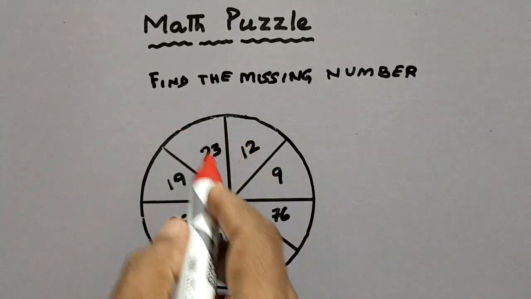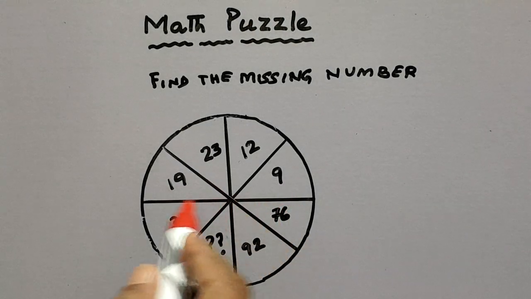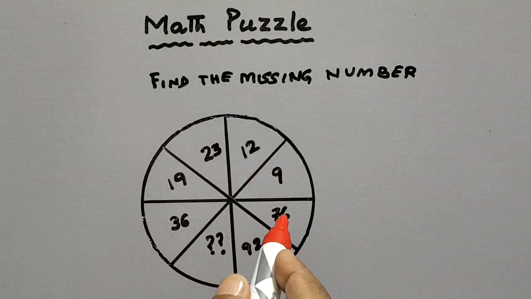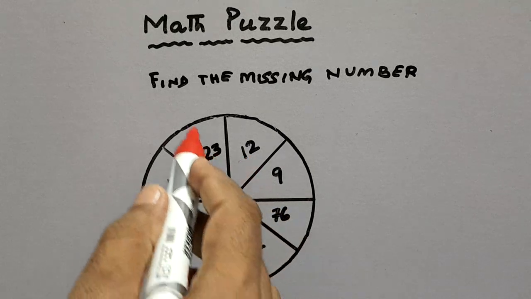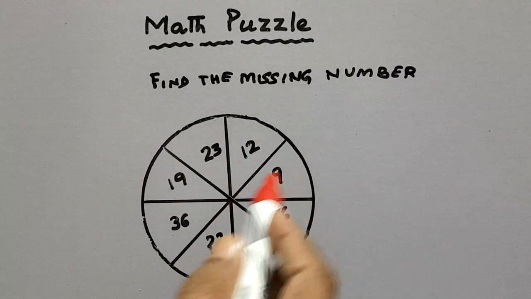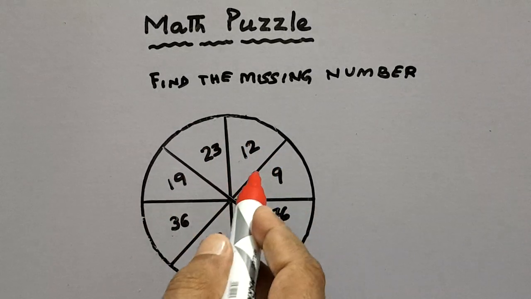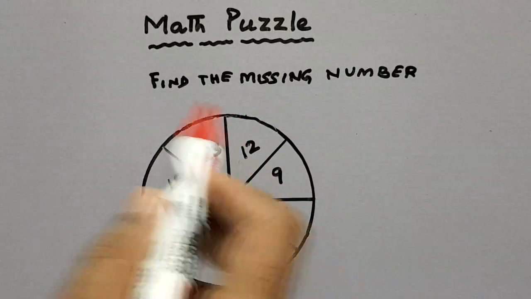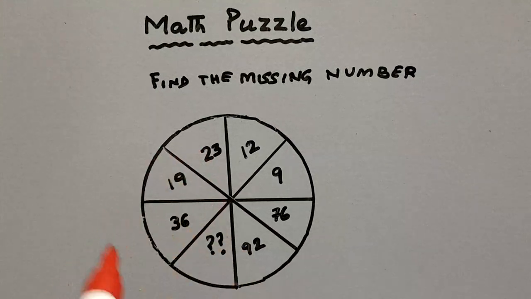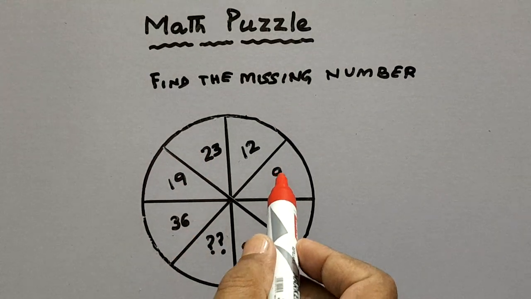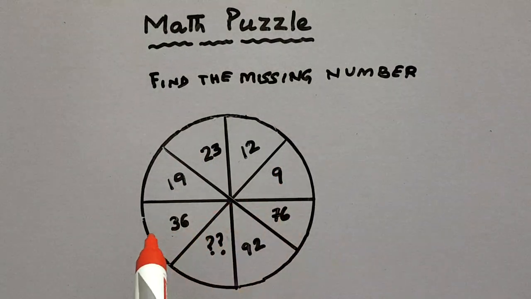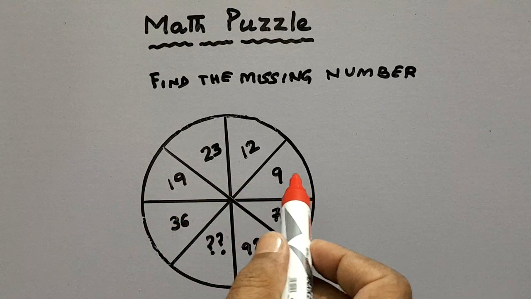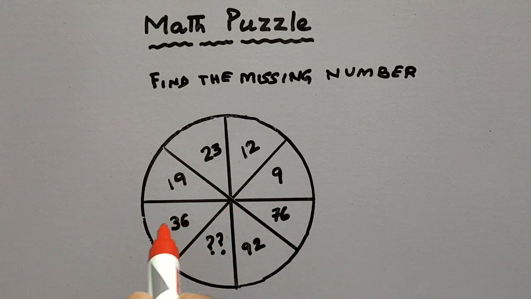See, we have to find out whether there is a relation. So if we look at the opposite numbers, there is a relation. So we need to find out that. Here this is 9, and opposite it is 36. So 4 times 9 is 36.